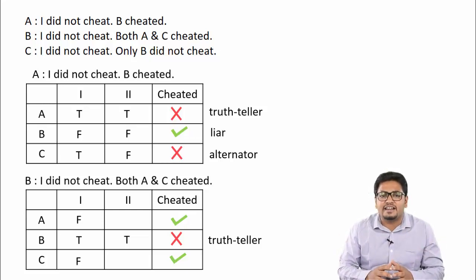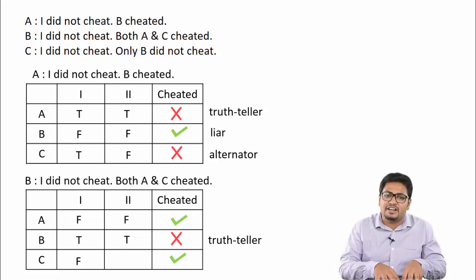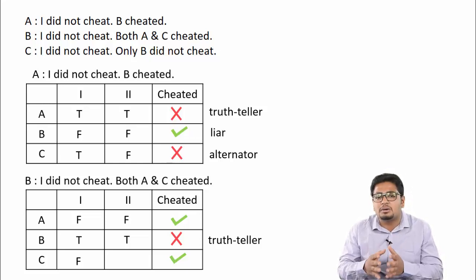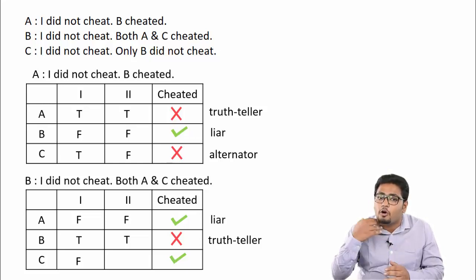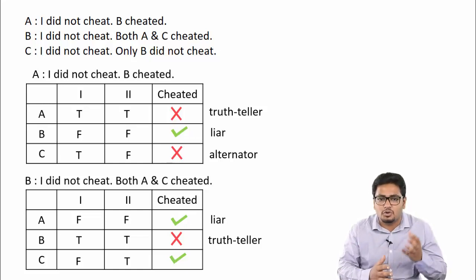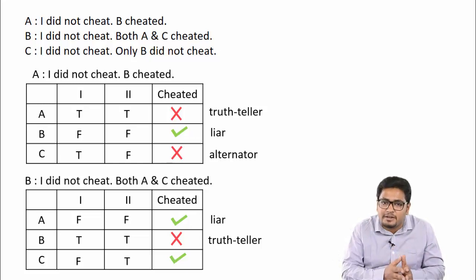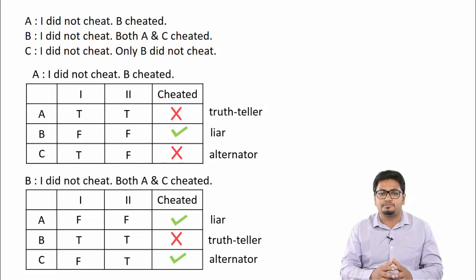Now, if we look at the second statement by A, it says that B cheated, which becomes false because of our assumption, making A the liar. And the second statement by player C talks about the fact that only B did not cheat, which follows our assumption, making it a true statement. So in this case also, C becomes the alternator.